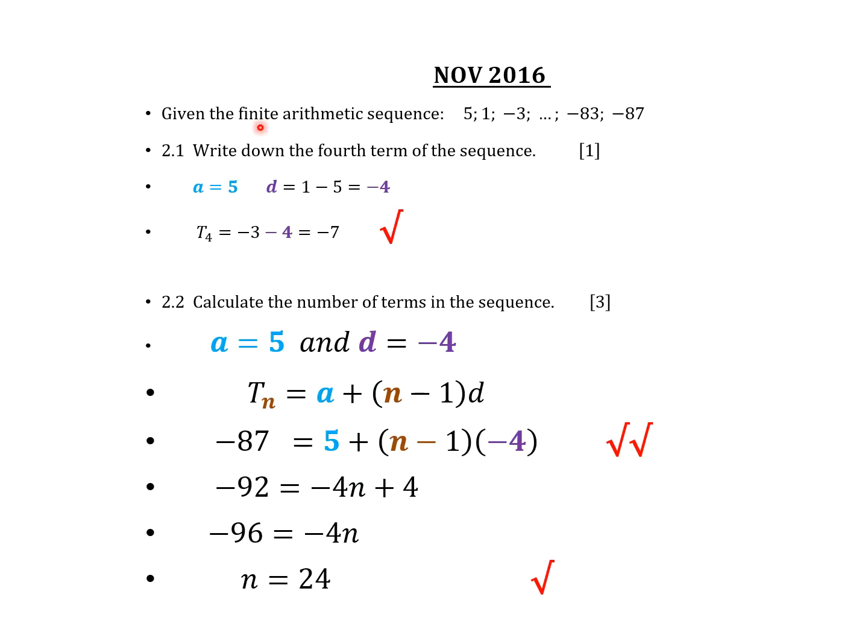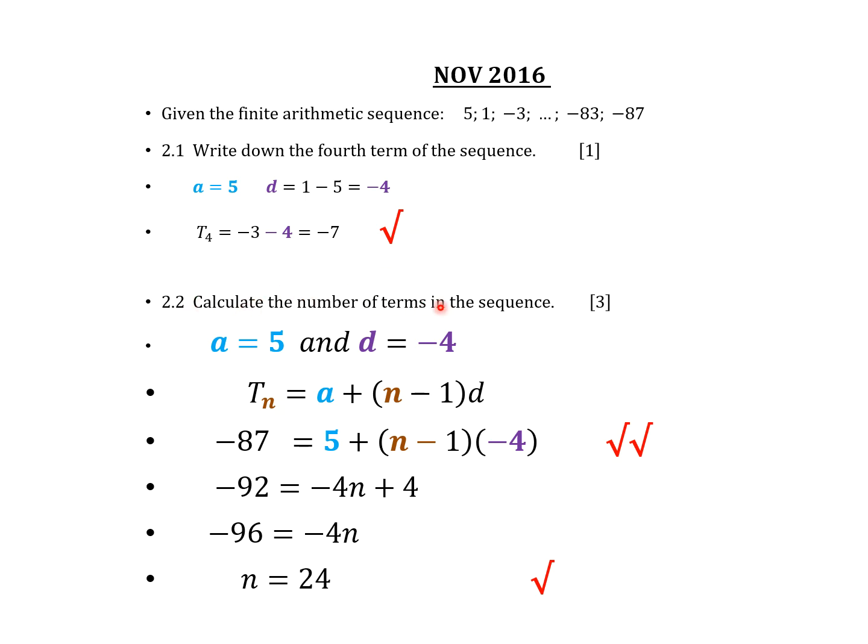Given the finite arithmetic sequence 5, 1, negative 3, continuing to minus 83 and ending at minus 87, write down the fourth term of the sequence. A is 5, and D is 1 minus 5, which gives me negative 4. Minus 3 minus 4 gives me minus 7. So 1 mark for minus 7.